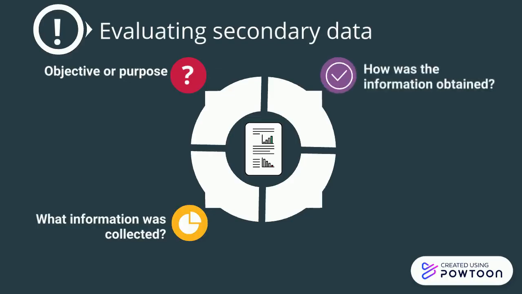Number 3. How is the information obtained? Look at their research methods, the design of their research instrument, and the response rate. Maybe they list a margin of error. These are all things to consider. Lastly, how current is the information? Is it likely that things have changed since the data was collected?